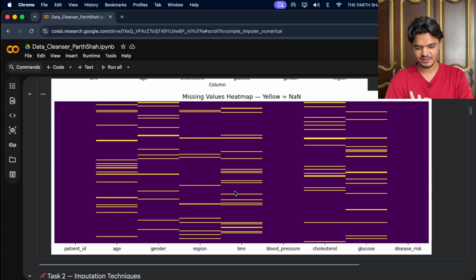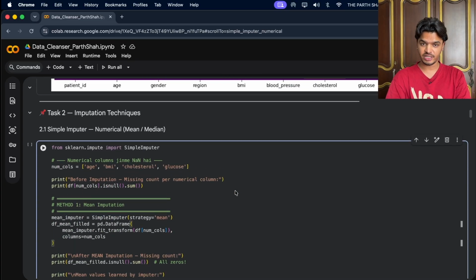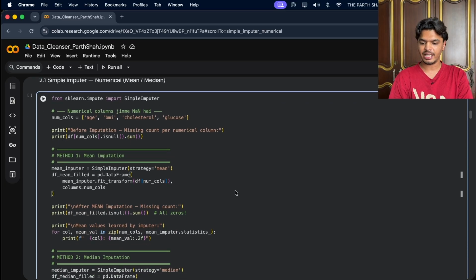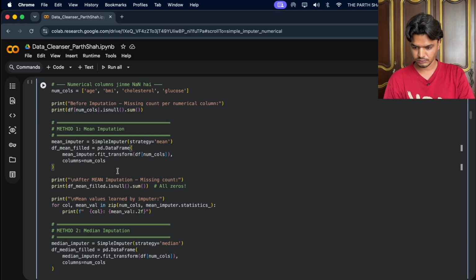Task 2, imputation. I have applied 6 different strategies, but let's start with the simplest one, the SimpleImputer from scikit-learn. For the mean imputation, I created a SimpleImputer with strategy equals mean. Then the fit_transform method scans the data to calculate the mean, ignoring the None values for each column, then replacing each and every None value with that mean value. As a result, df_mean_filled has no missing values now.